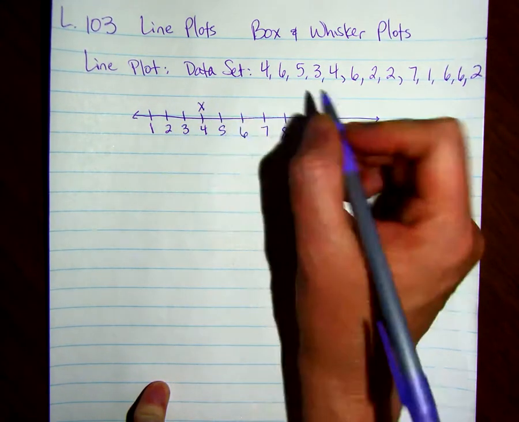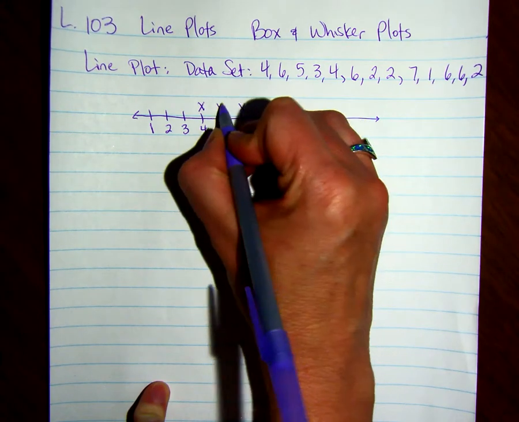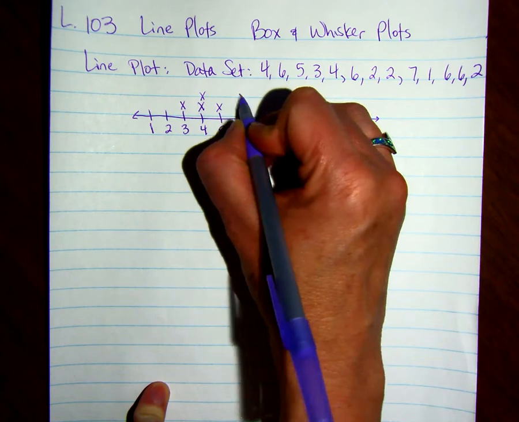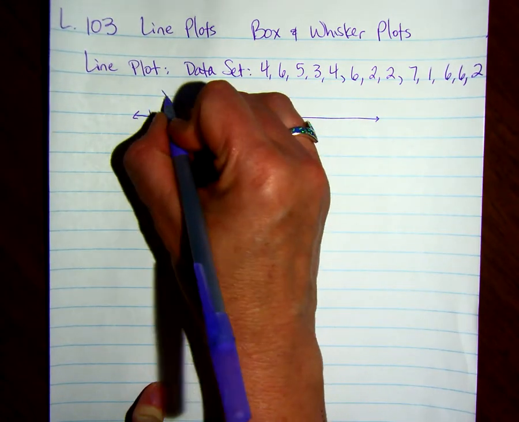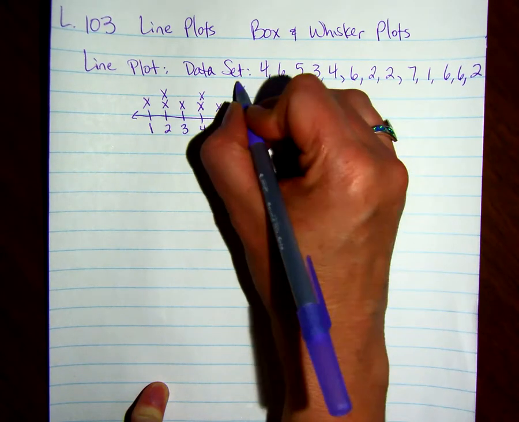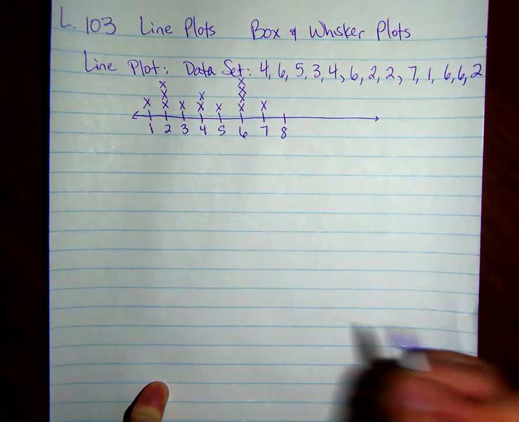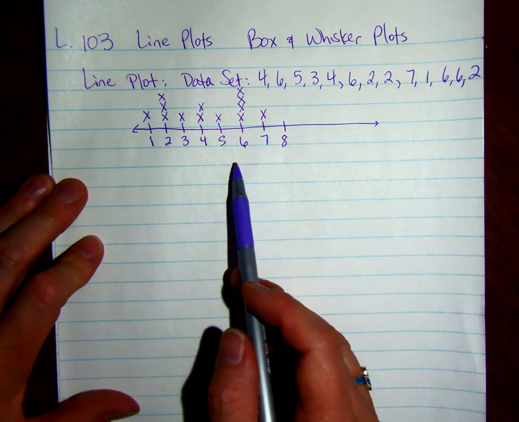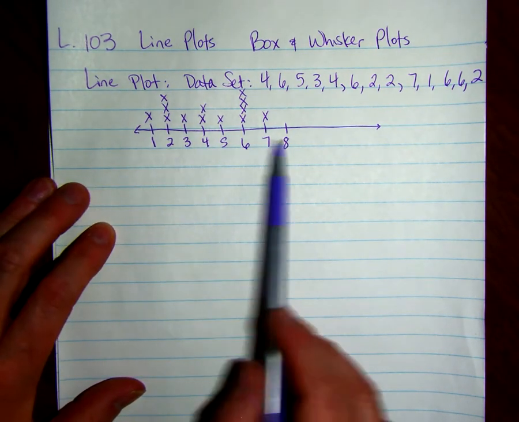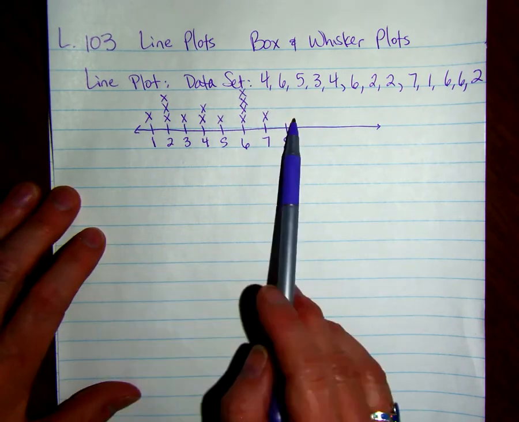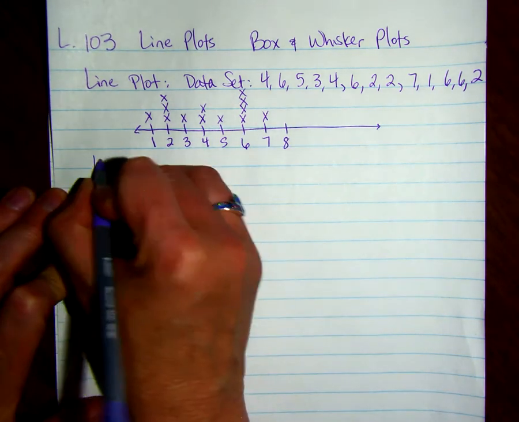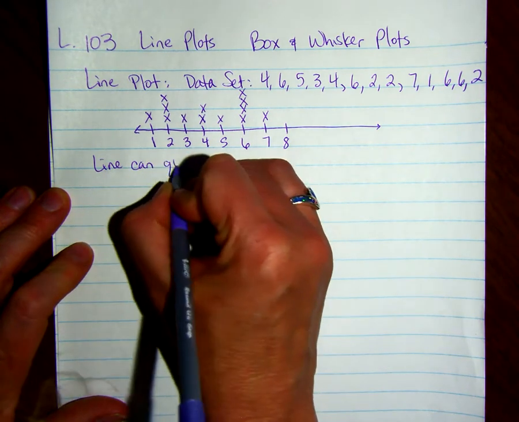So we'll put a 4, then we'll put an X above the 6, one above the 5, another one above the 3, another one above the 4, another one above the 6, 2 2s, 1 7, 1 1, 2 more 6s, and a 2. This is called a line plot. When you graph these, you have to have the number line numbered properly, and your X's need to come above the number line. Line plots can quickly show the mode.